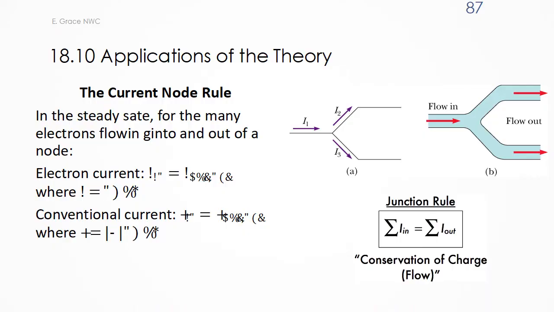So the applications of what we've been learning so far is something called the current node rule or junction rule. So in the steady state, for the many electrons flowing into and out of a node, you have electric current in is equal to I out, where I is equal to NAUE. We did see this earlier in the chapter. And conventional current in is equal to I out net, where conventional current I is equal to Q NAUE. This is important. You will see this equation comes up on a lot of standardized exams.